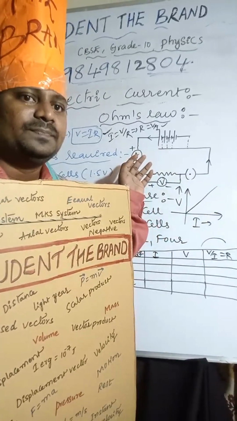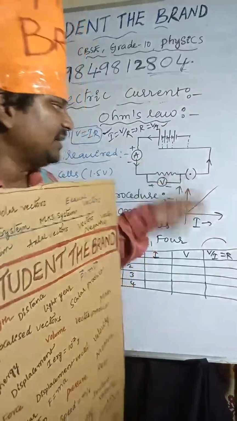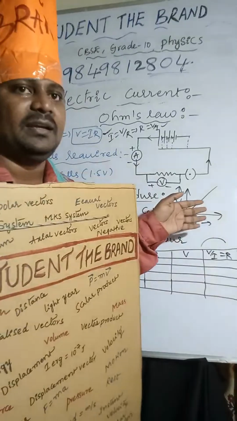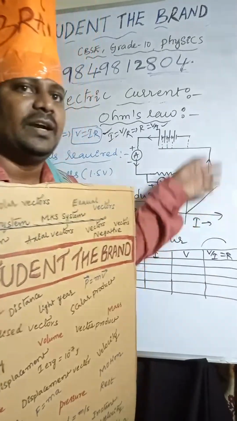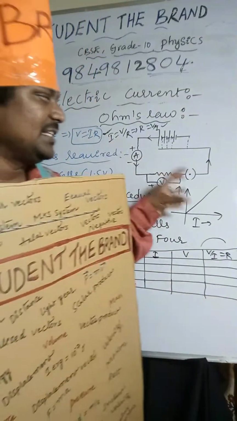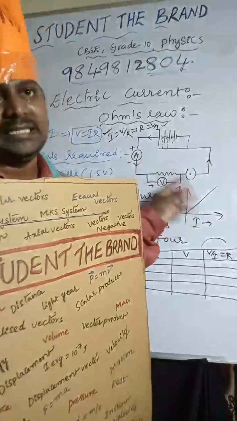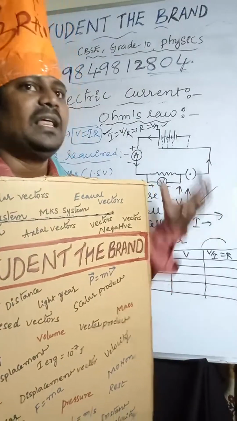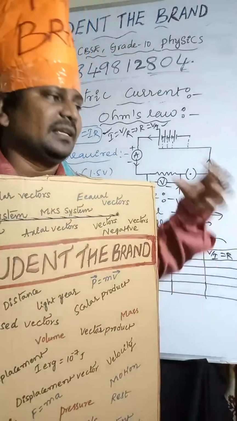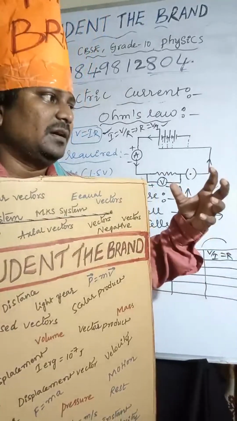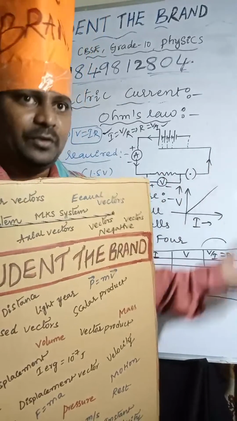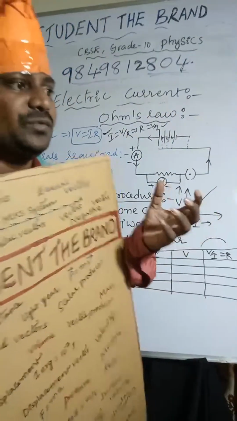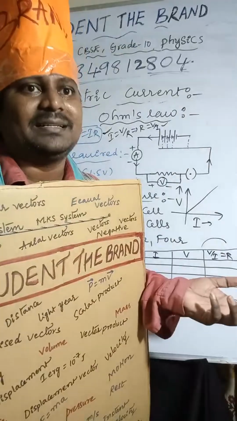V is directly proportional to I, means potential difference is directly proportional to current. That's why it's starting from origin. So it is linear, and this is applicable for ohmic conductors. Ohmic conductors are the conductors or circuits which obey Ohm's law. We can take the resistors which obey Ohm's law. So the conductors which obey Ohm's law are called ohmic conductors.